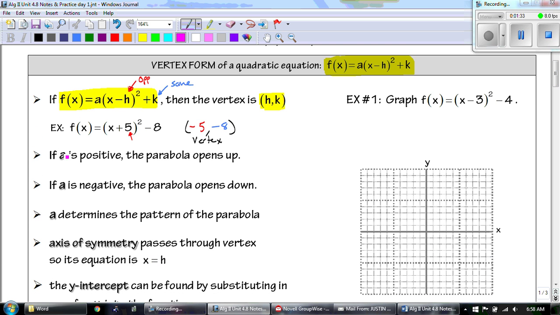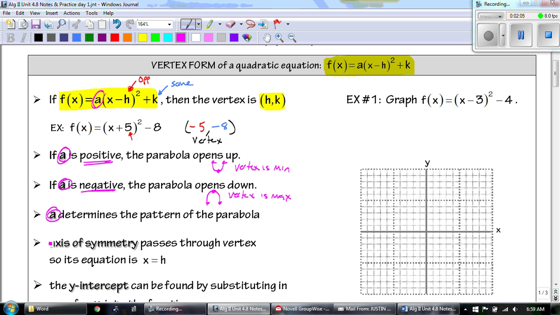Okay, now a couple other things that we need to pay attention to. We need to look at the a, the number that is out front. If it's positive, it opens up. And remember, if it opens up, our vertex is at the bottom, so it's a min. If a is negative, it opens down. And if it opens down, our vertex is the max. It's the highest point.